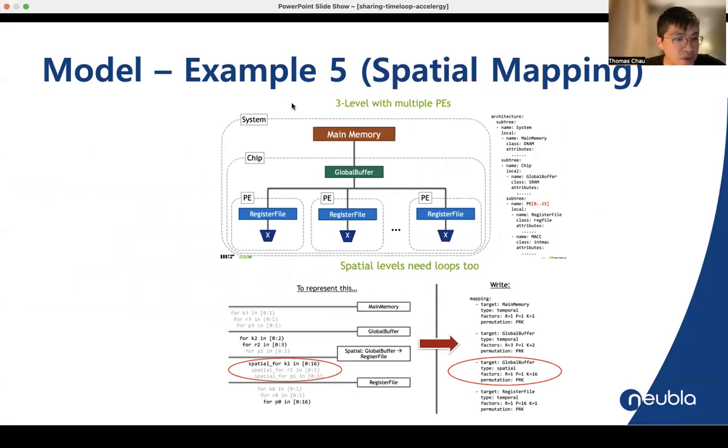So the last example here is about spatial mapping. In cases where multiple PEs are instantiated in parallel, spatial loops provide spatial mapping. In this example, the mapping describes the partitioning of the global buffer to 16 register files in 16 PEs. Hence, the K dimension is also split across 16 PEs.